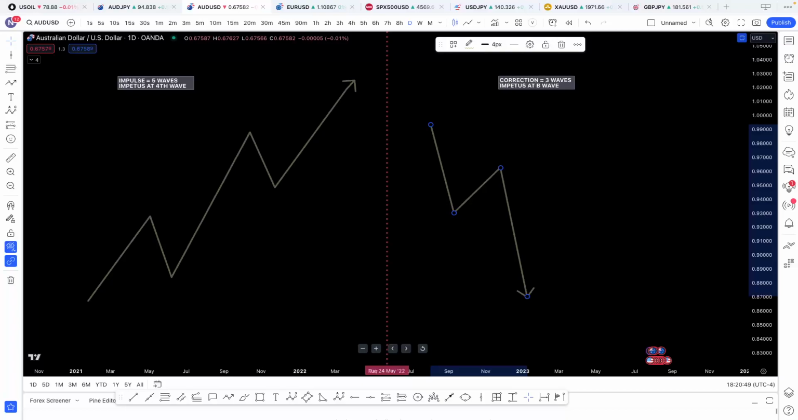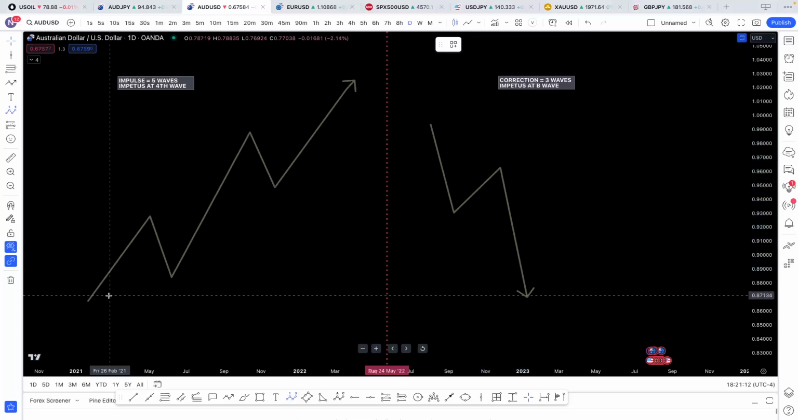To identify the impetus level for both impulses as well as corrections is what's going to be demonstrated here. The date is Wednesday, July 26, 2023. What I've done thus far is I have already drawn up my impulse here. It's 5 waves: 1, 2, 3, 4, 5.